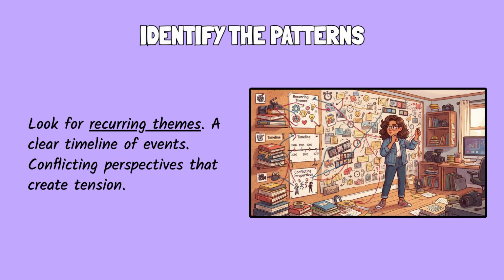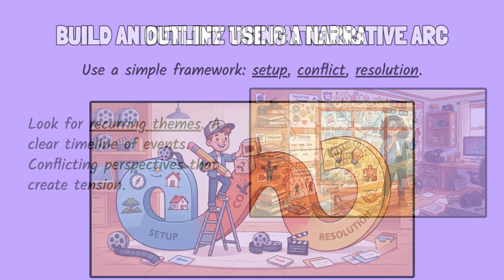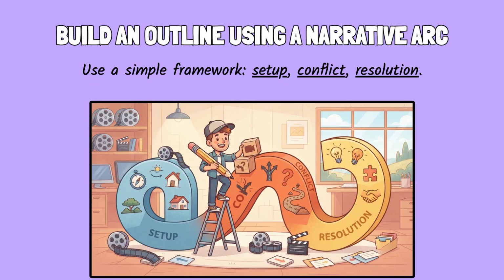Second, identify the patterns. Once you have your material, step back and look for connections. Are there recurring themes? A clear timeline of events? Conflicting perspectives that create tension? These patterns become the backbone of your script. Third, build an outline using a narrative arc. Even documentaries need structure. Use a simple framework: setup, conflict, resolution. Start with context, move through the most interesting or surprising details, and end with a satisfying conclusion that ties everything together.